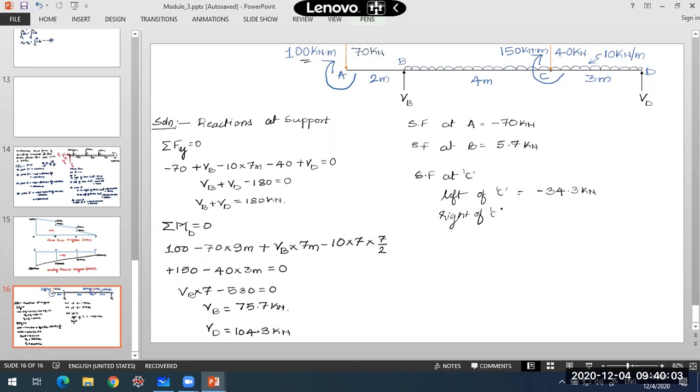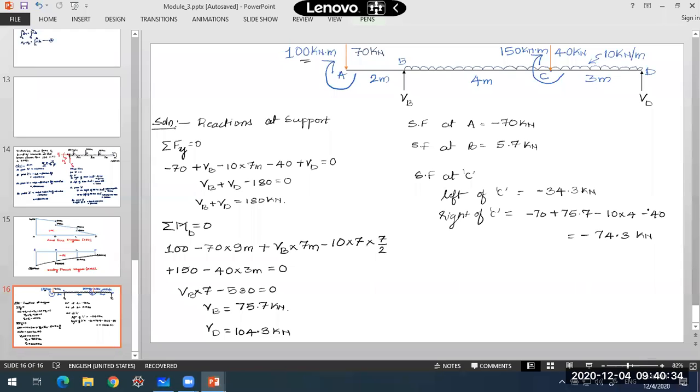Now right of C. What will happen is one more load will add to this in the downward direction. So it will be whatever value we have calculated, which was minus 70 plus 75.7 minus 10 into 4 minus 40. Now this 40 kilonewton will come into our picture. So this will be minus 74.3. Is that correct? What do you get?